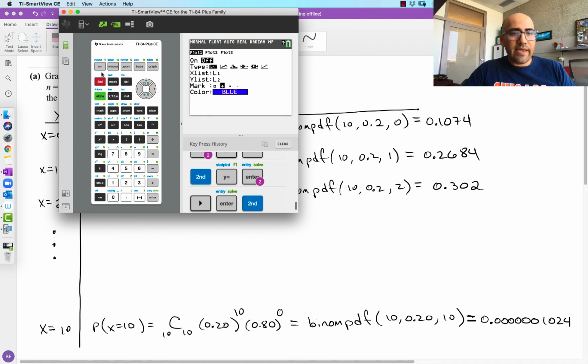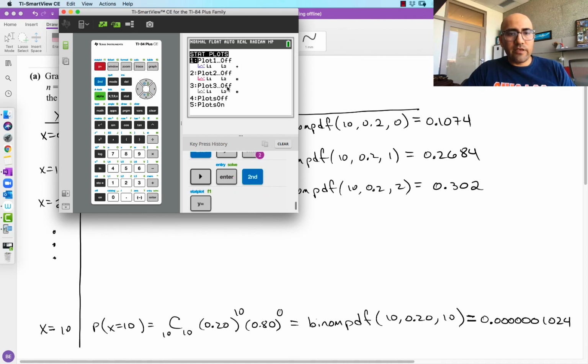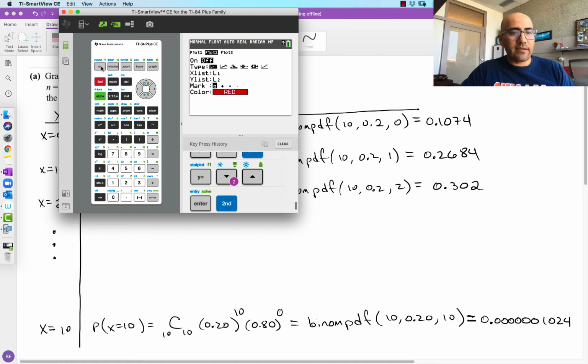Likewise, going back to the main menu, let's go back to this one. If one of the other ones was on, so say plot 2 was on, you can go down here and turn it off, because we only want one plot right now. So make sure that the other ones are off. If this one is on, then you would go in here and select off. Okay, so go back to stat plot, hit enter, select on. We do want it to be on.